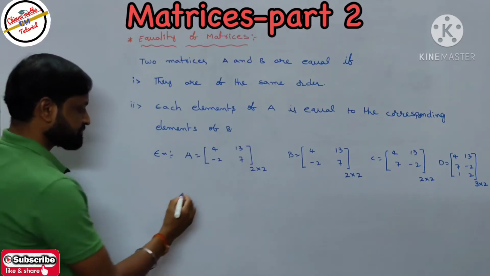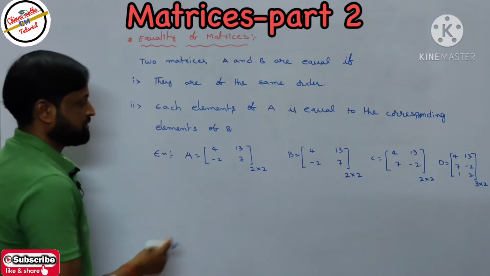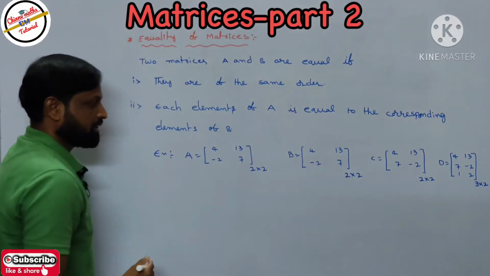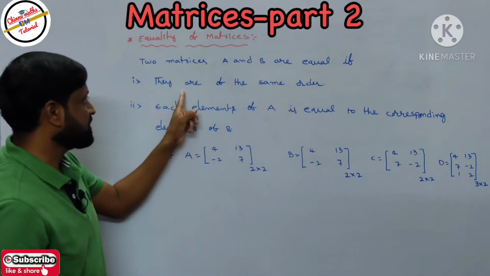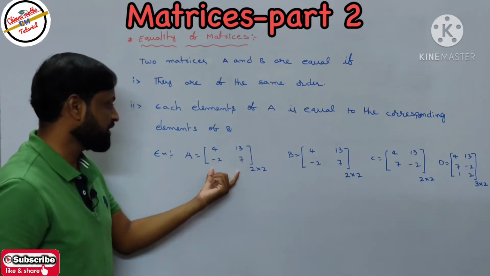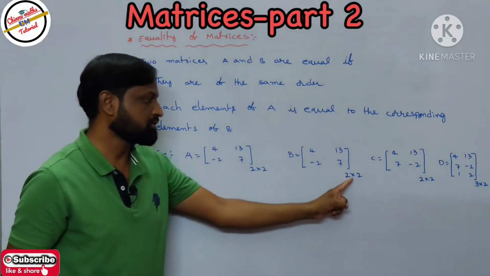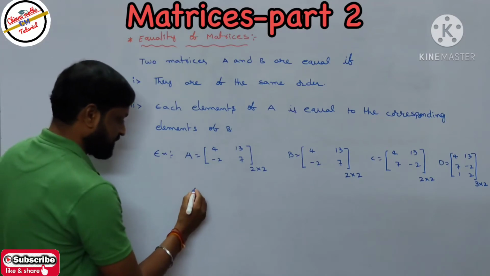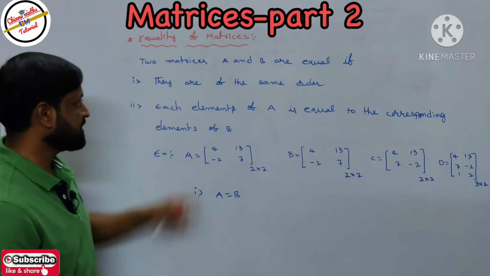Let's see when the two matrices are equal. Suppose A and B are two matrices. You can observe whether the given two conditions are satisfied or not. What is our first condition? They have the same order. See here, matrix A has order 2 by 2. Matrix B also has order 2 by 2. Suppose the first one is A equal to B. I will write, the first condition is satisfied.